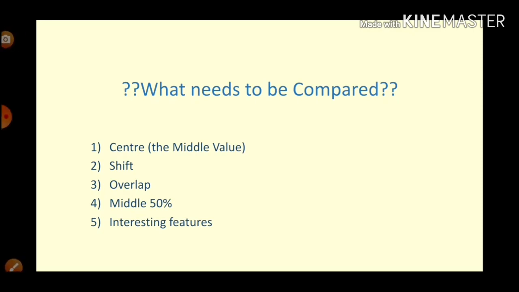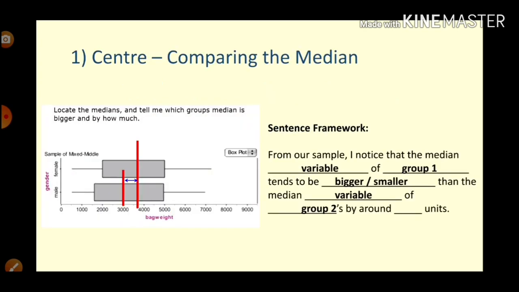If there are two box and whiskers on the same scale, we need to compare them. What things do we need to look for? You have to talk about those 5 things. Let's have a look at the center. How do we compare the center? It's comparing the median.